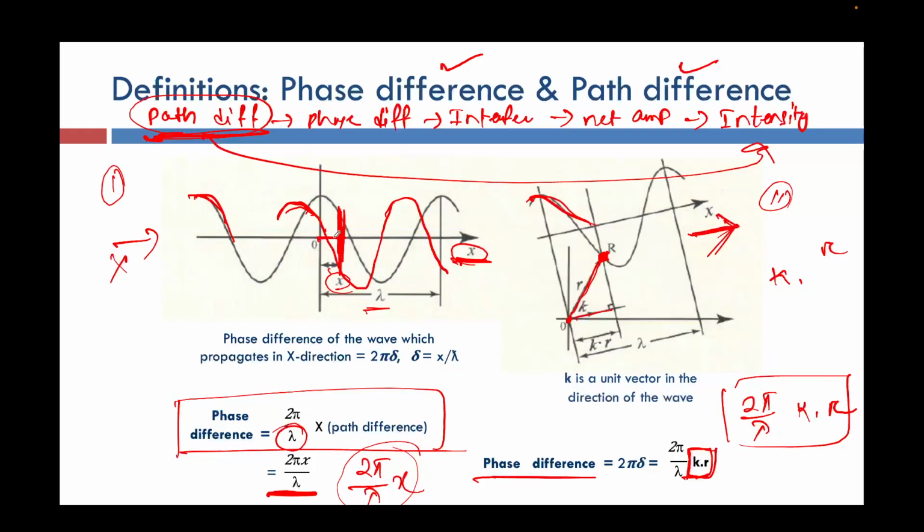Okay, we'll see how to calculate the path difference when we go to diffraction. Currently, this is the phase difference that I'm trying to note vectorially. We know how to calculate the path difference, which we'll see in the subsequent slides. But how do we correlate the path difference with the phase difference?